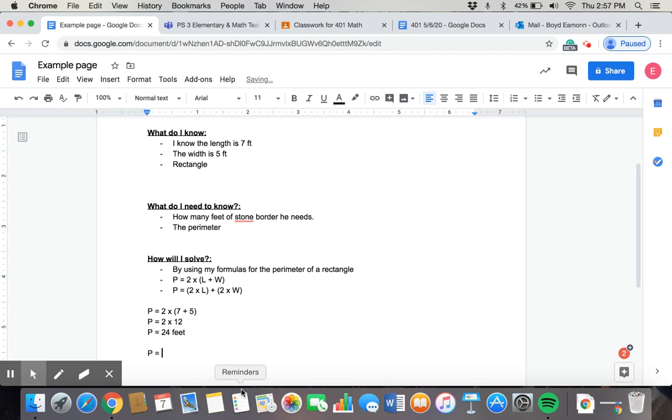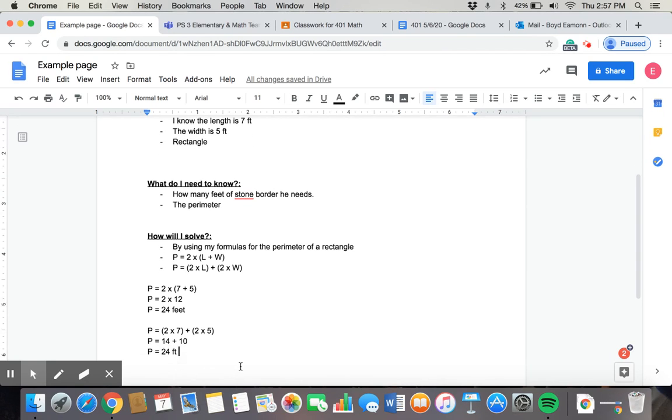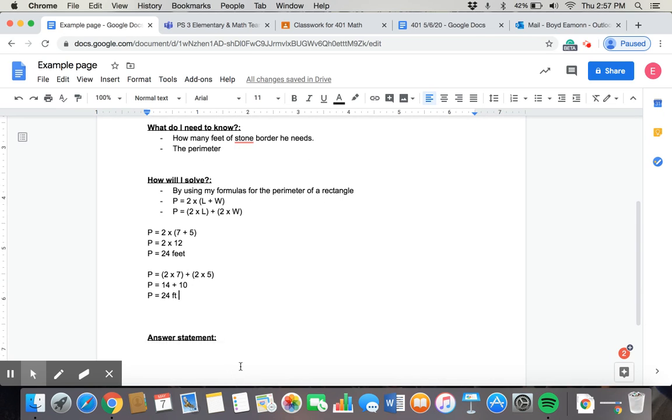Now the other way I can solve is perimeter equals 2 times the length, which again is 7, plus 2 times the width, which is 5. I'll plug that in and solve. P equals 2 times 7 is 14, plus 2 times 5 is 10. When I add 10 and 14, I get 24. And again, I must include my units, feet. You can either write FT, how I did there, or write out the whole word feet. FT is just an abbreviation for feet.